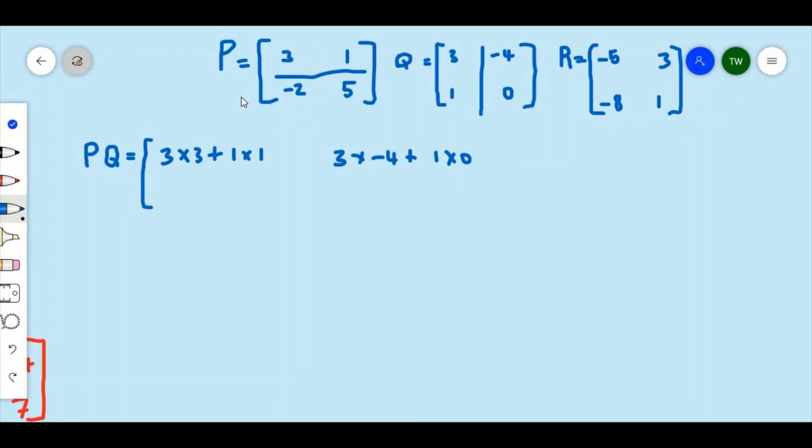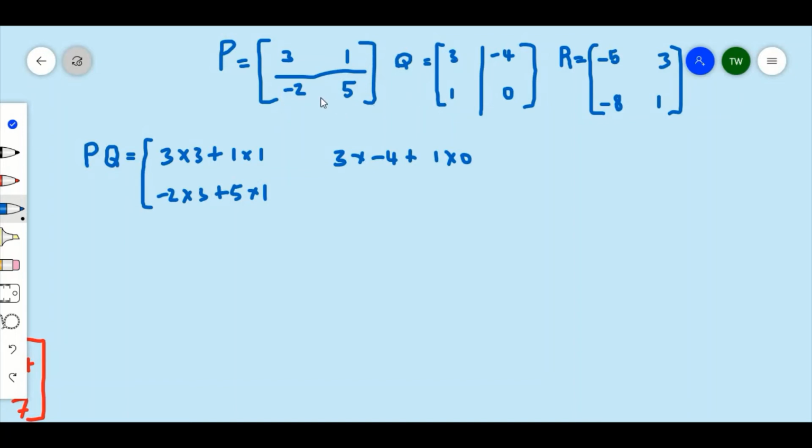Now we are going to go to row 2, and we're going to use row 2 to multiply the terms in column 1. So it's going to be negative 2 times 3 plus 5 times 1. So it's going to be negative 2 times this 3, then 5 times 1.